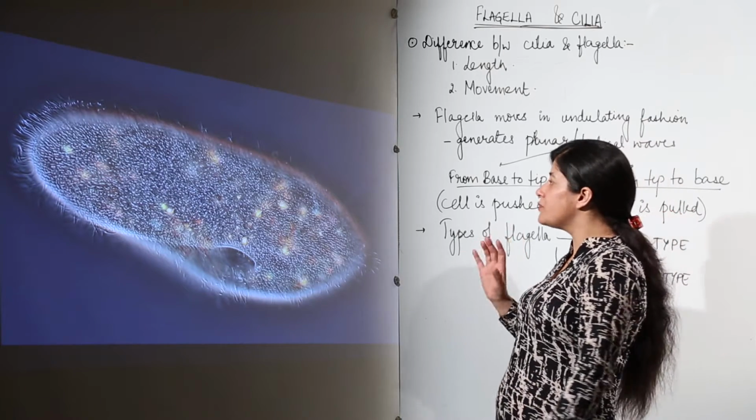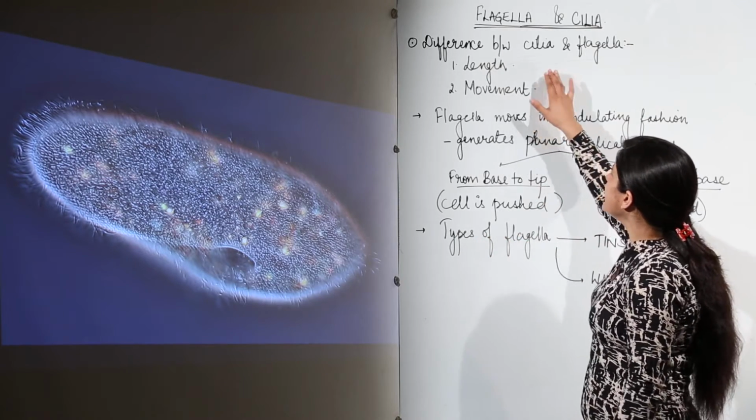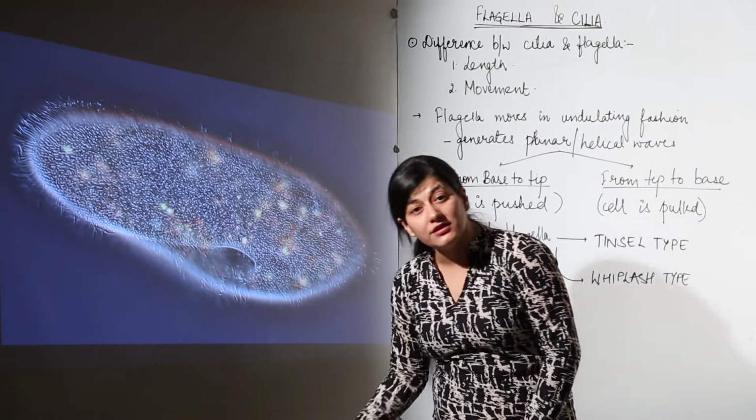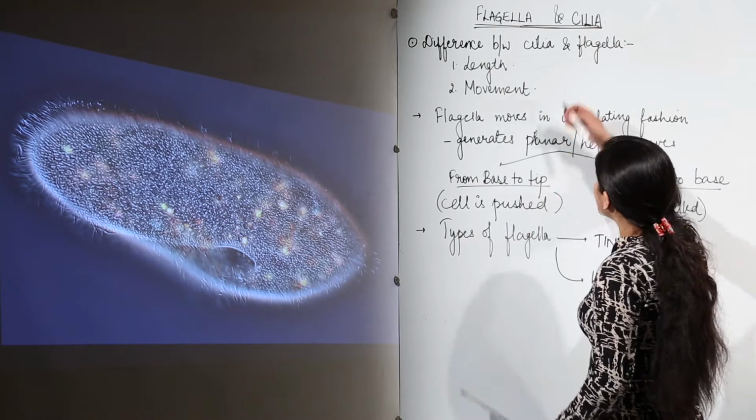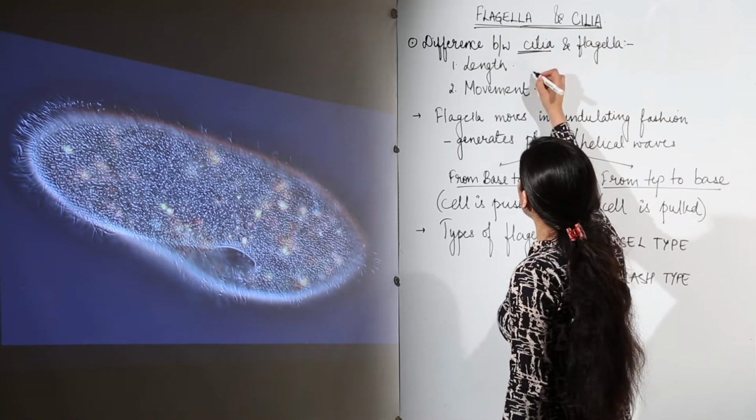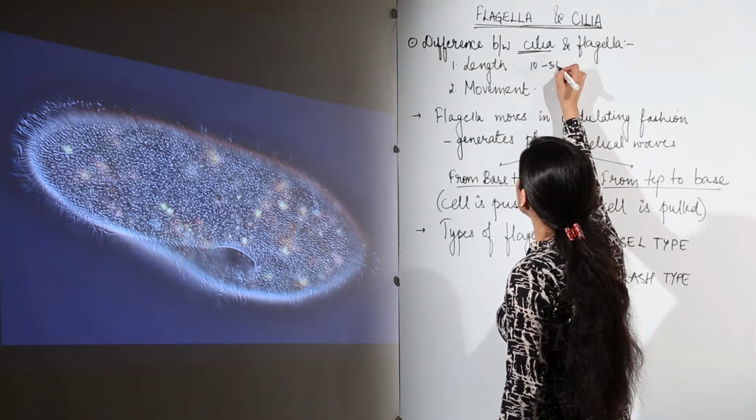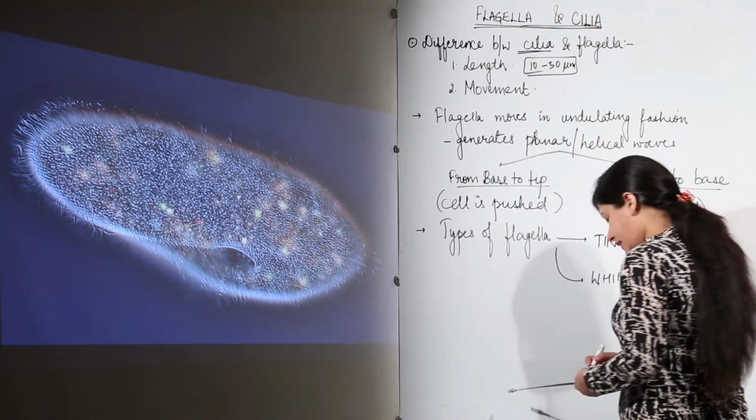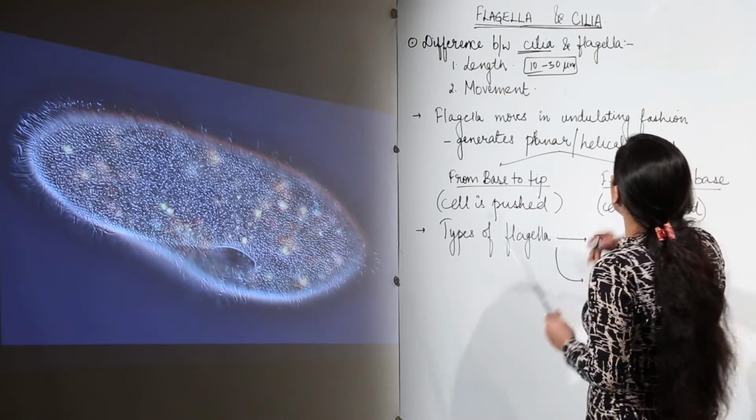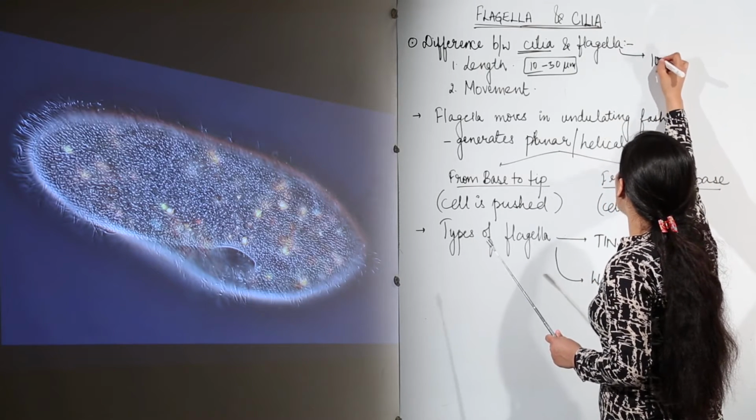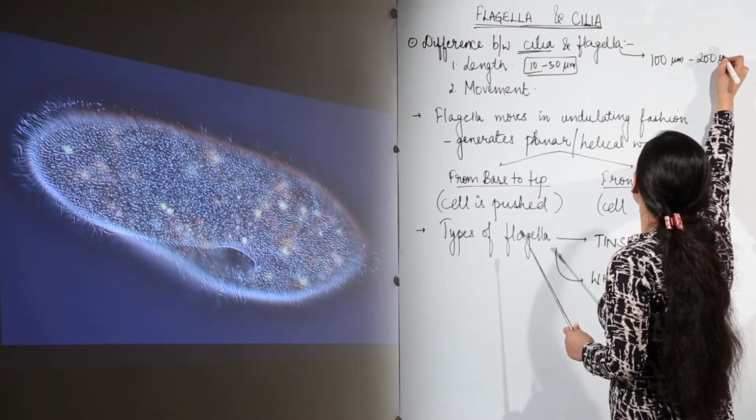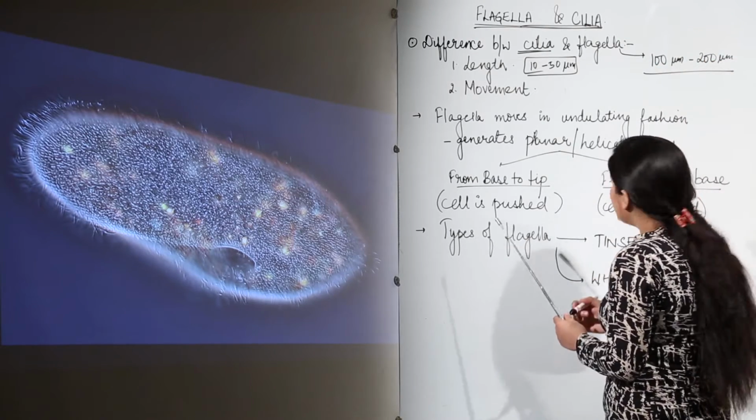Now the first point of difference is that the length of cilia and flagella is different. What is the length difference that we have to deal with? When I talk about cilia, it would be from 10 to 50 micrometers, not more than that. This would be the length of cilia, quite small. And if it is about flagellum, it would be around 100 micrometers to 200 micrometers. So you can imagine the length difference.